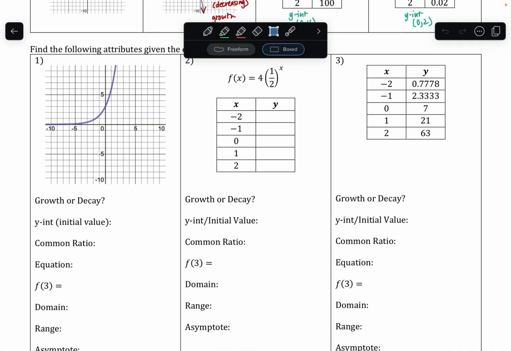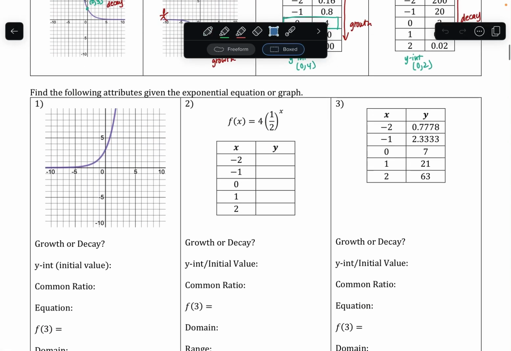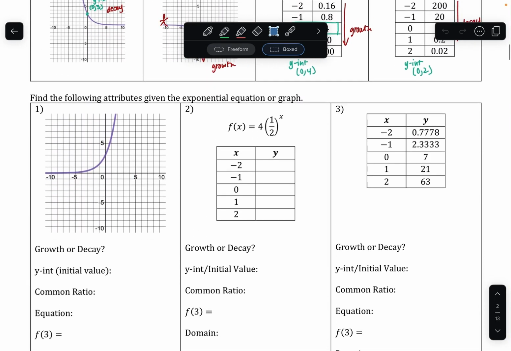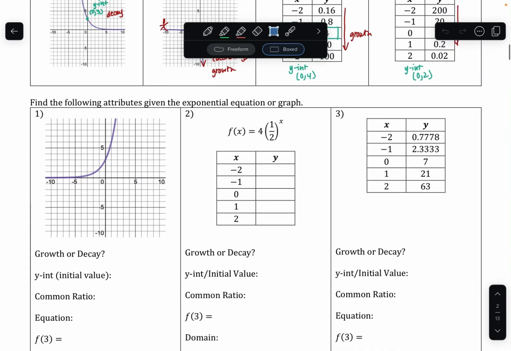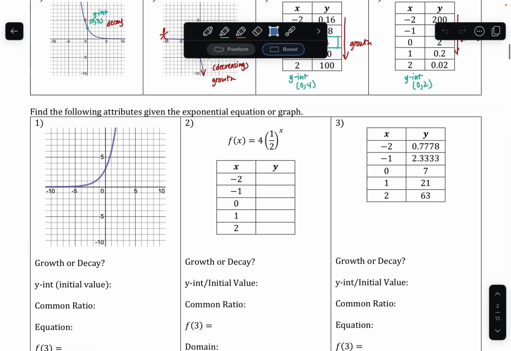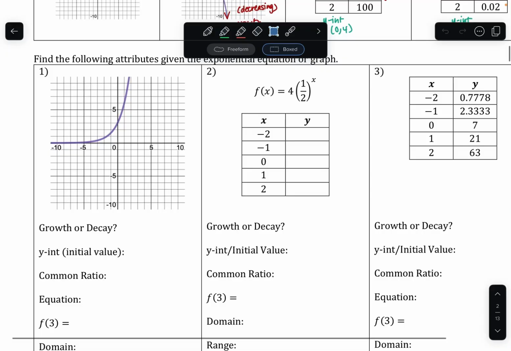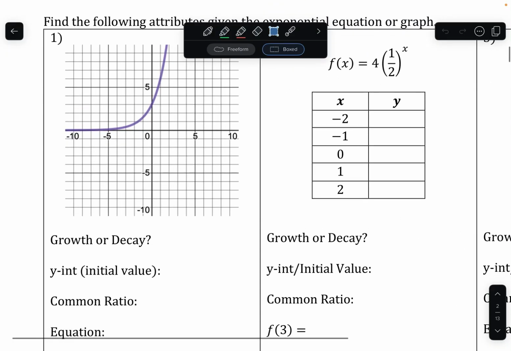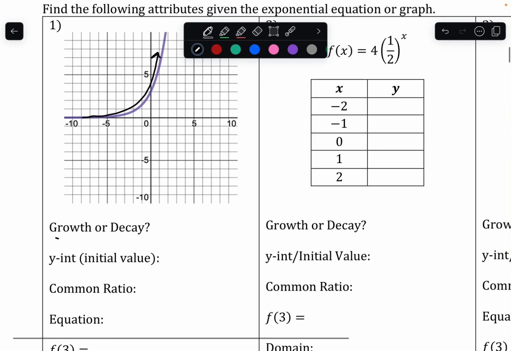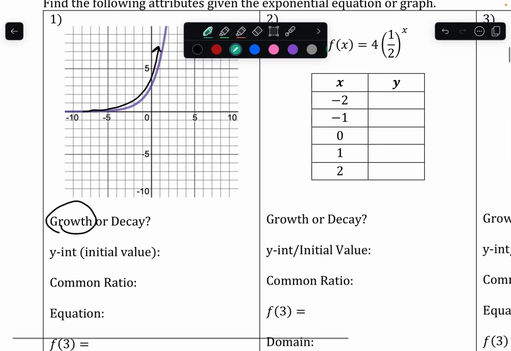All right, so in this next part, we are going to find more attributes beyond just growth and decay and the y-intercept. We're going to do that from a graph, from an equation, and then just from a table. Okay, the first example, we have the graph. Just by looking at the behavior, it is moving away from the 0 line, and so this would be growth. And then we can see clearly that the y-intercept is 0, 3.